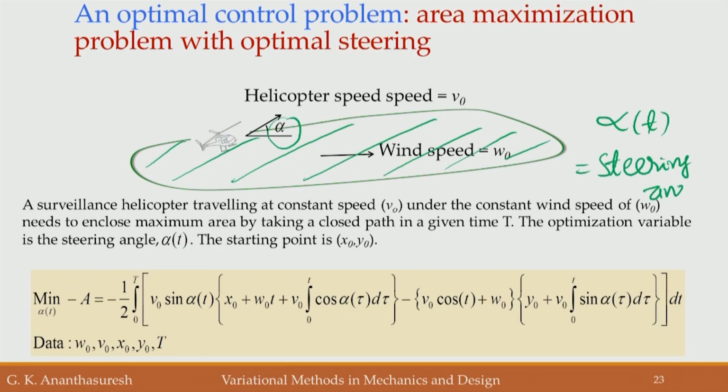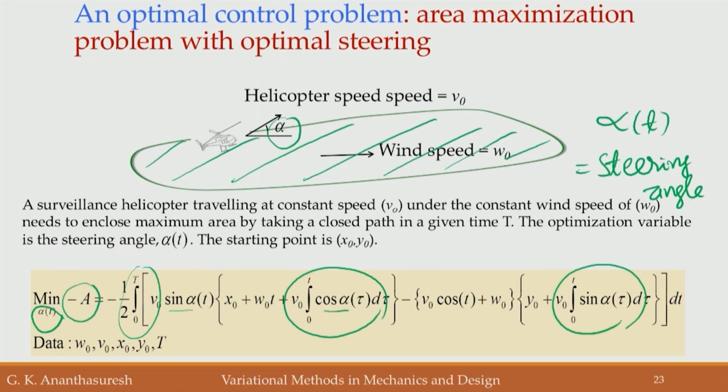The steering angle becomes your variable. The area, again we want to maximize. So, we minimize the negative of the area. That area expression is like this. There is sin alpha(t), cosine alpha(t), and there is an integral within this bigger integral. There is one integral here, right, overall. Within that there is another integral. And then one more here.